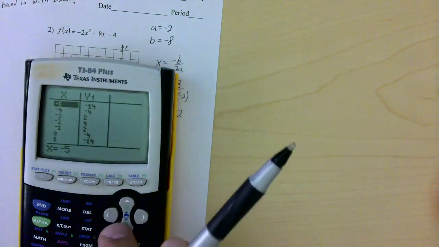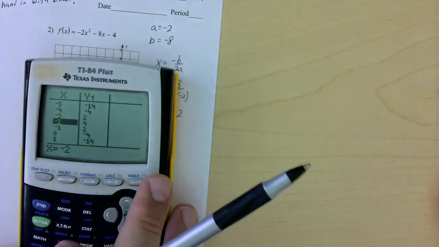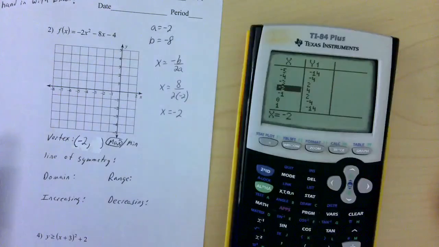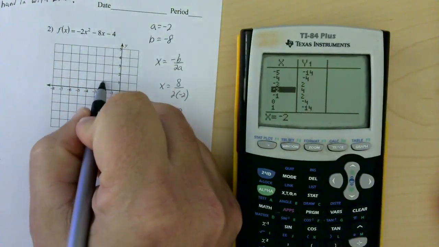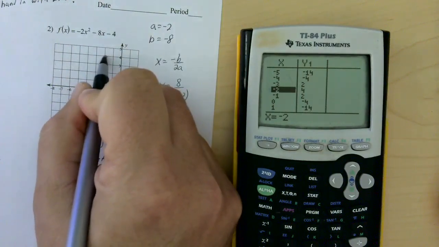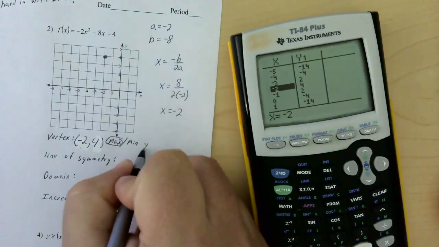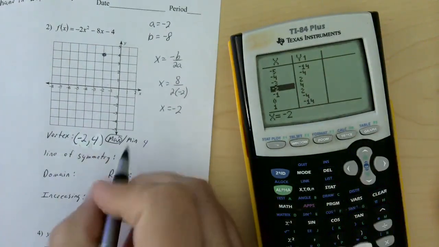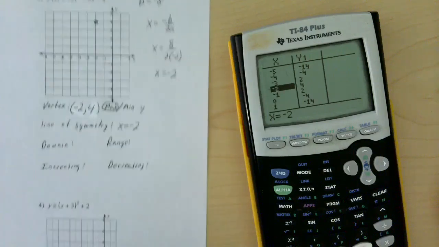Okay, and when we position our table to see -2, you see the idea of symmetry. So the first point I'm going to plot is (-2, 4). That's my vertex. So -2, up 1, 2, 3, 4. There's my maximum, and we know the maximum y value is 4 this time. We know our line of symmetry is going to be x equals -2.